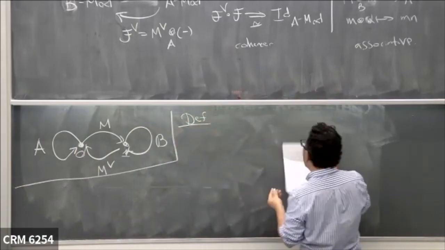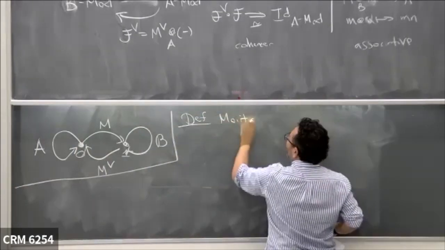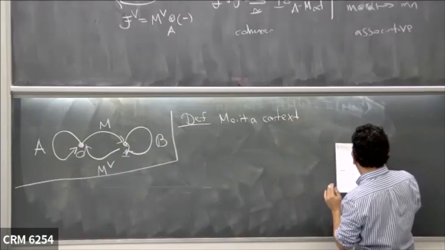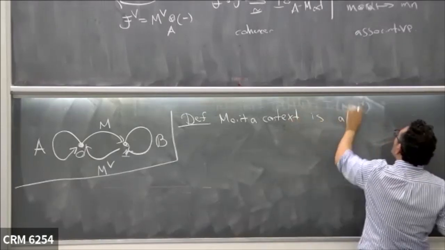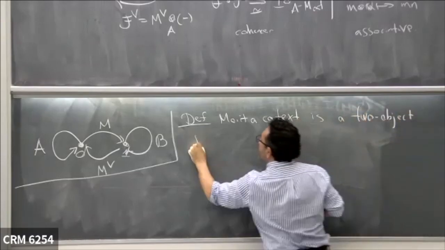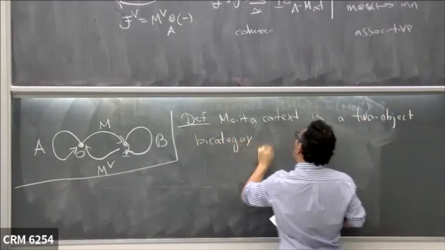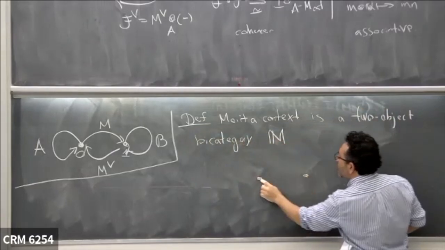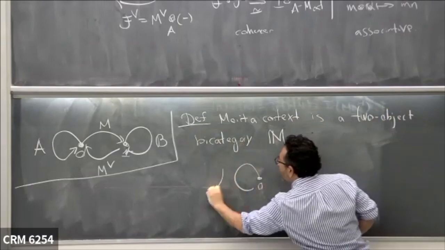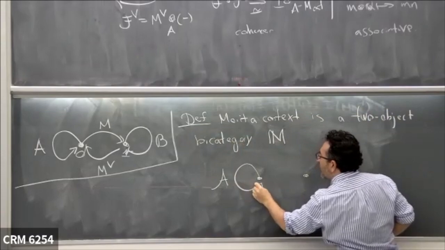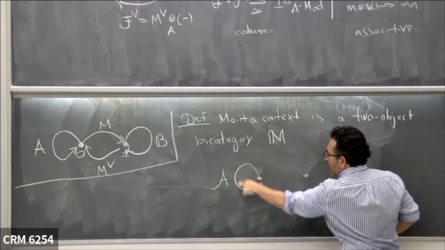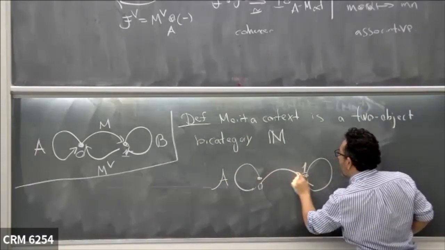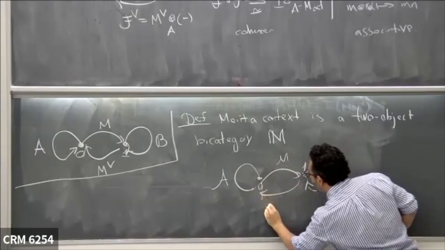So a Morita context, or categorical Morita context, will be a two-object category. I will call this M. In the same way that you have here, you have a monoidal category that is the endomorphism category associated with zero, the category associated with one. Here you have a module. Here you have another module.